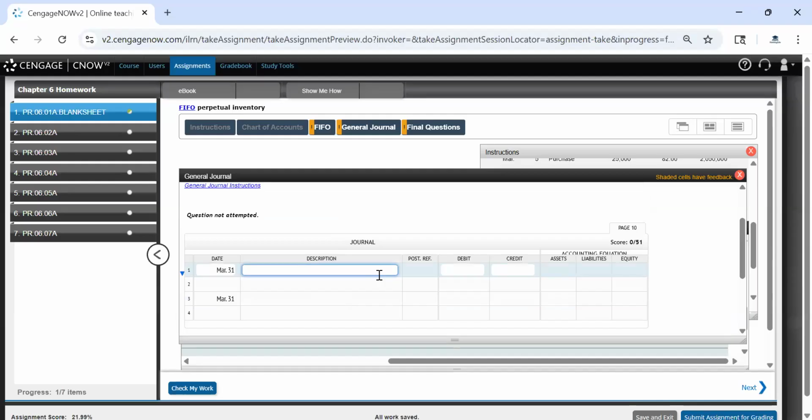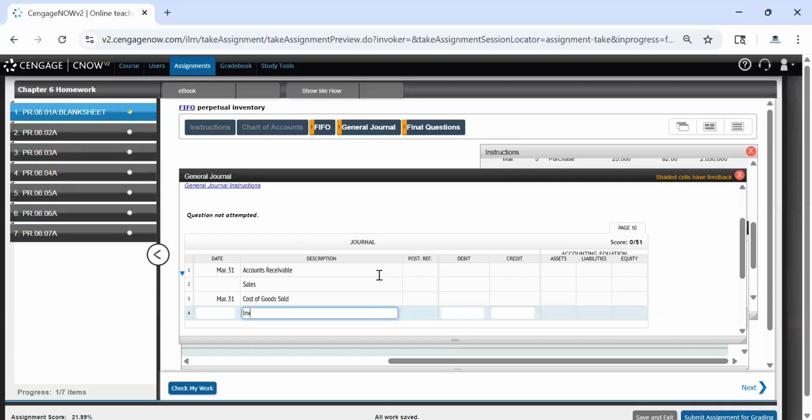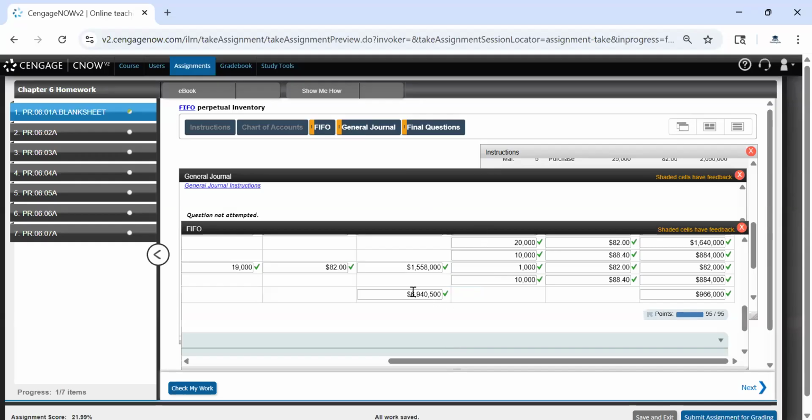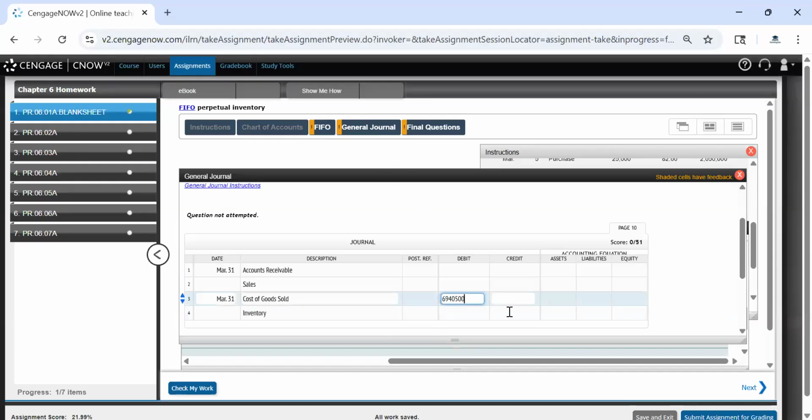And our first journal entry is going to be our sales entry. So that's going to be a debit to accounts receivable and a credit to sales. And then we're going to debit cost of goods sold and credit inventory for our second journal entry. And from our worksheet here, we have our cost of goods sold. That's $6,940,500. And so we debit our cost of goods sold and we credit our inventory for that amount.